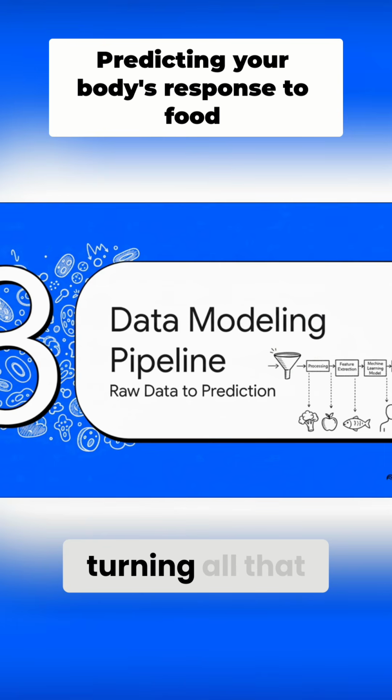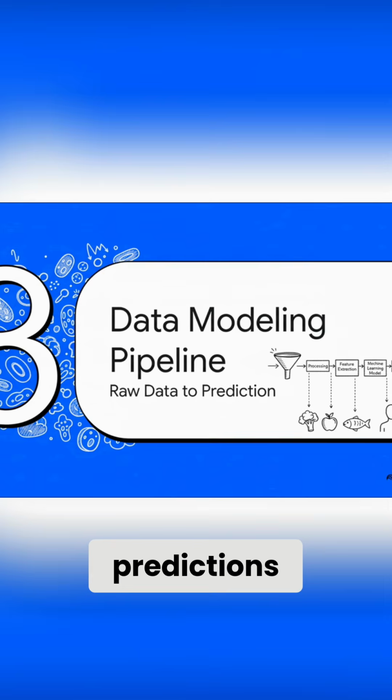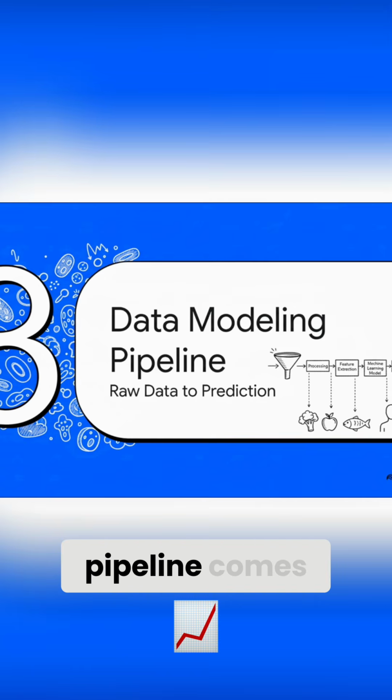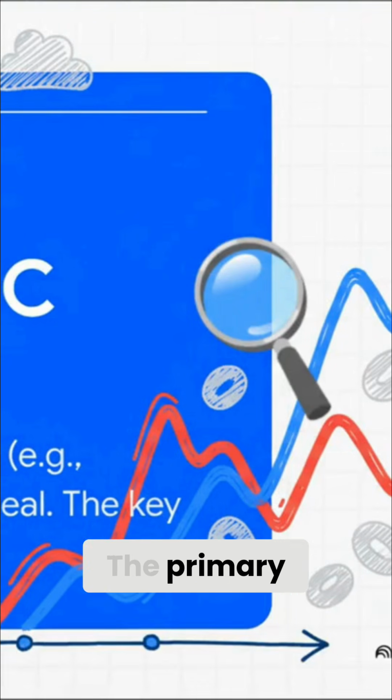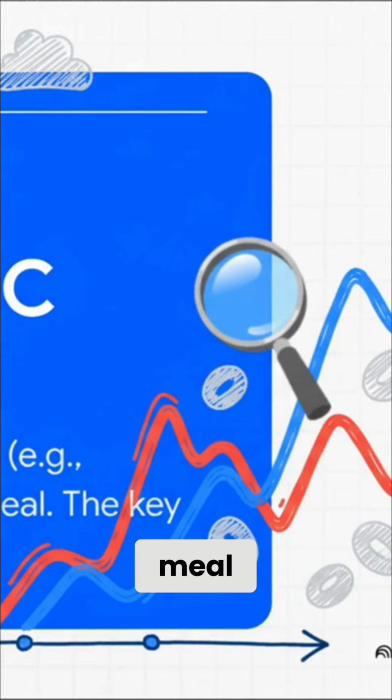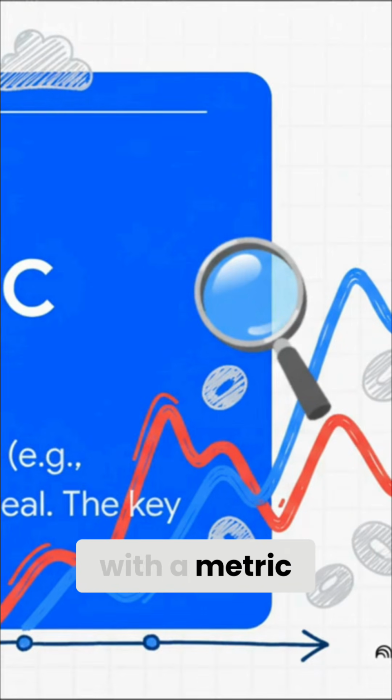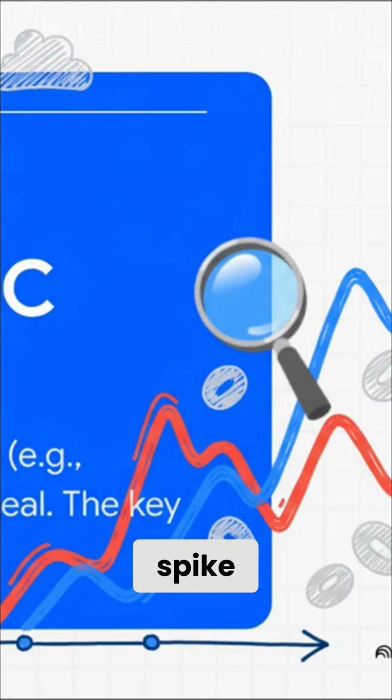The next step is turning all that raw information into something we can use to make predictions. This is where the data modeling pipeline comes into play. The primary goal of these models is to predict how your body will react to a meal. We measure this reaction with a metric called the incremental area under the curve, or IAUC. You can think of it as a way to quantify the spike in something like blood sugar after you eat. The better we can predict that spike, the better our nutritional advice becomes.